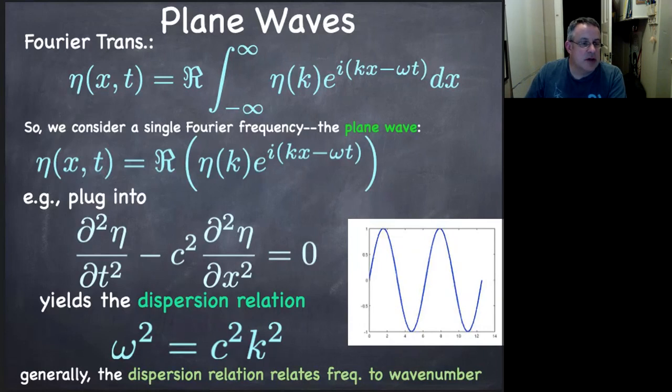This relationship is called the dispersion relation. A dispersion relation is a relationship between the frequency and the wave number, which tells you how the wave propagates. In this simple case, where we have a constant phase speed, the frequency is equal to this phase speed times k. Everything is squared, so it could be plus or minus, which means we have both rightward propagating and leftward propagating waves in this system.